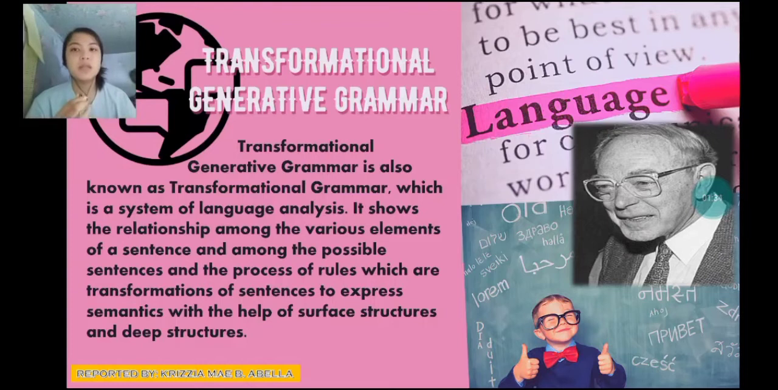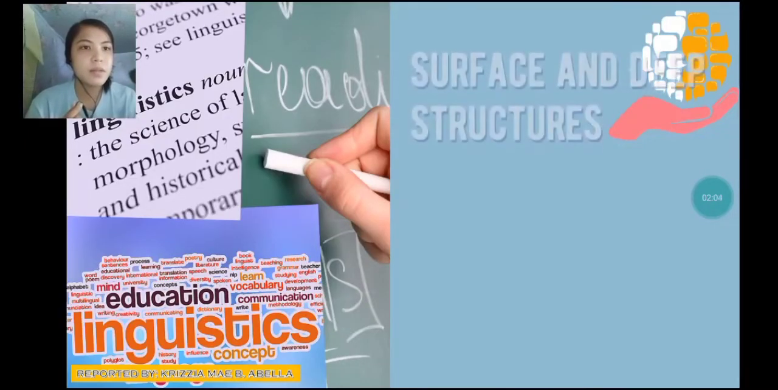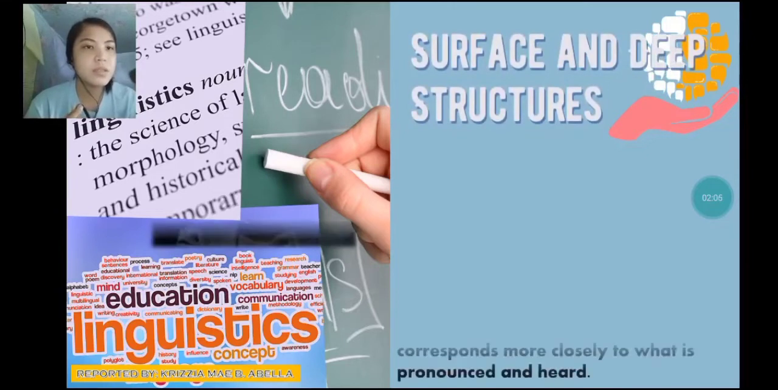So, it means that transformational grammar is a language analysis system that displays the relationship between many components of a sentence and possible sentences, as well as the rule process, which entails the modification of phrases to express the semantics utilizing surface and deep structures. So what are surface structures and deep structures?